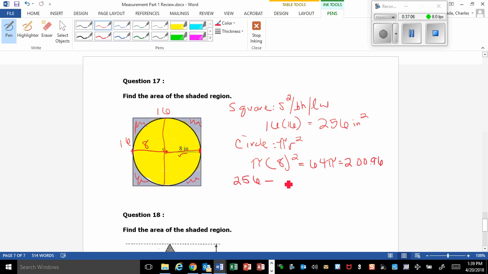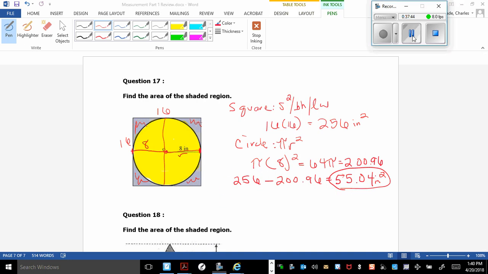So we're going to take 256, which is the area of the square, minus 200.96, and we're going to get 55.04 inches squared. So the shaded part, now you can get even fancier and find out what each one of them is, because it's the square and the circle and they were all going to be equal or congruent. We could divide that by 4 to get 13.76. Ooh, that might be a good test question.